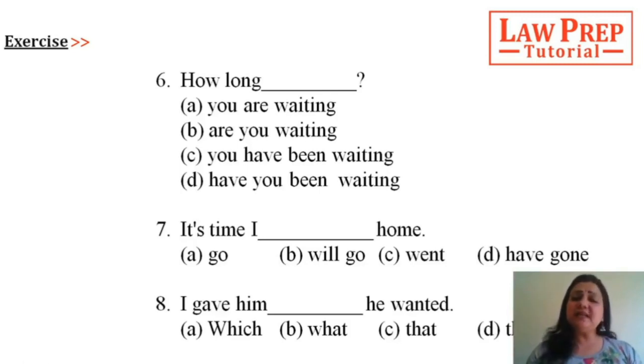So, it is time, I dash go home. The rule of "it is time" is we only use one tense, that is simple past tense. It is time, I go. Which tense is go? Simple present. Which tense is will go? Simple future. Which tense is went? Simple past. And have gone? Present perfect. So my answer will be, it is time, I went home.